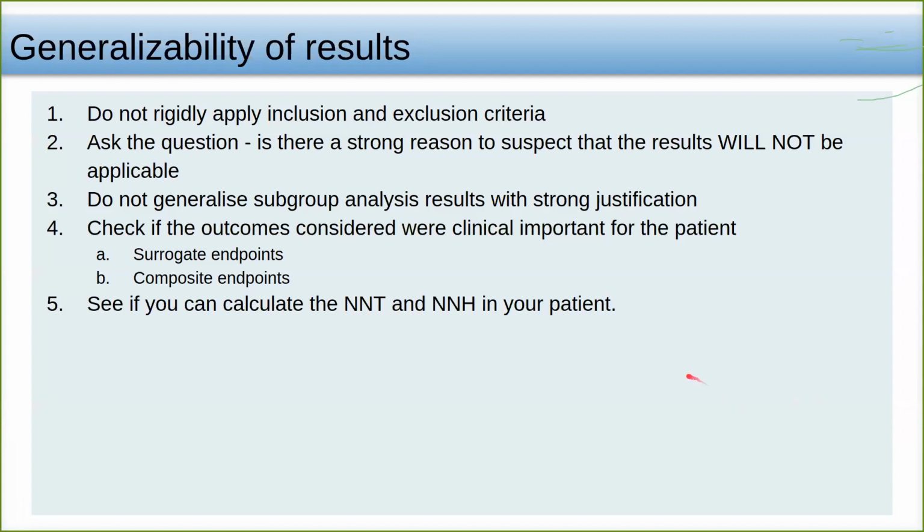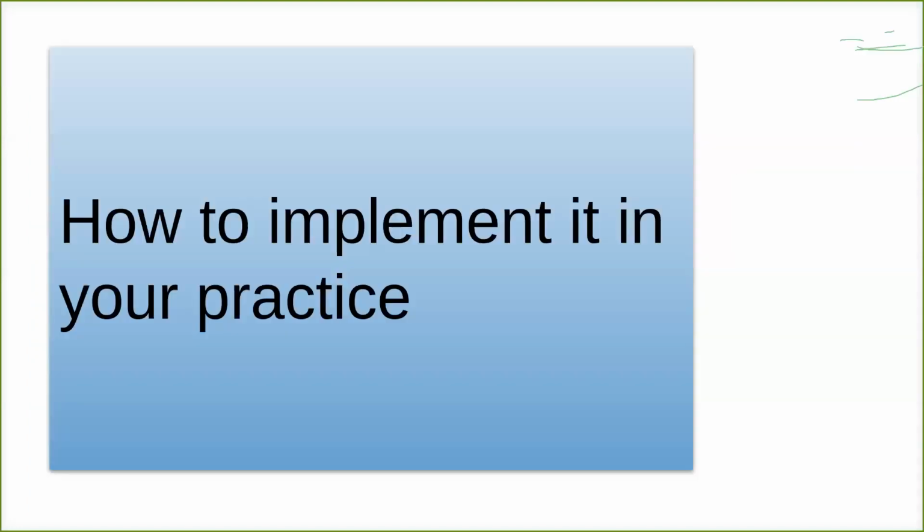Overall, the most important question to answer is: is there a strong reason to suspect the results of this trial will not be applicable to your patient population? You should not ask the question, will it be applicable? You should ask, will it not be applicable? And therefore, if you answer this question honestly, you will often be able to tell whether the study results can be implemented. Now, implementation science is a branch of research in itself.